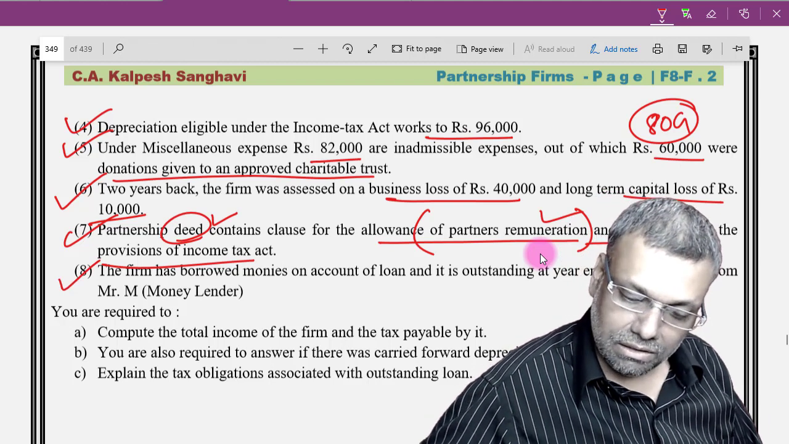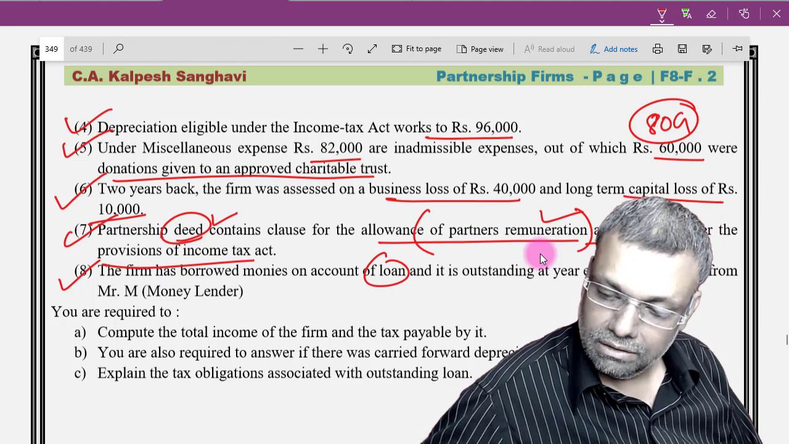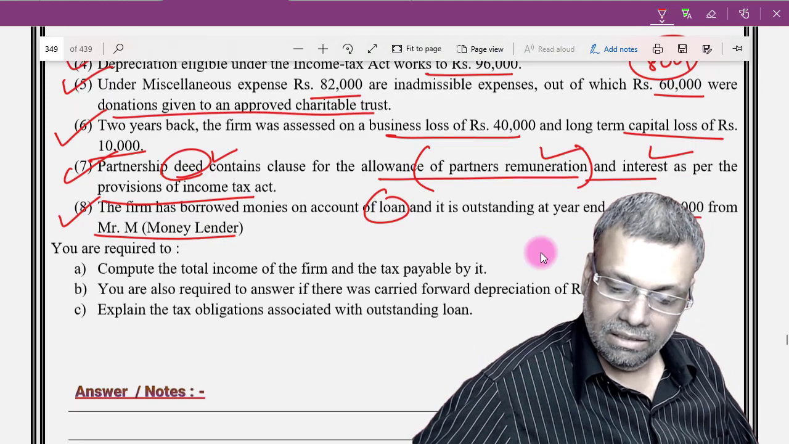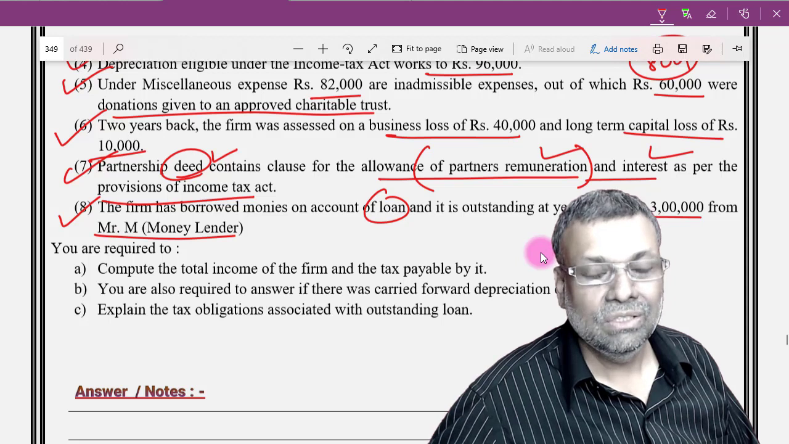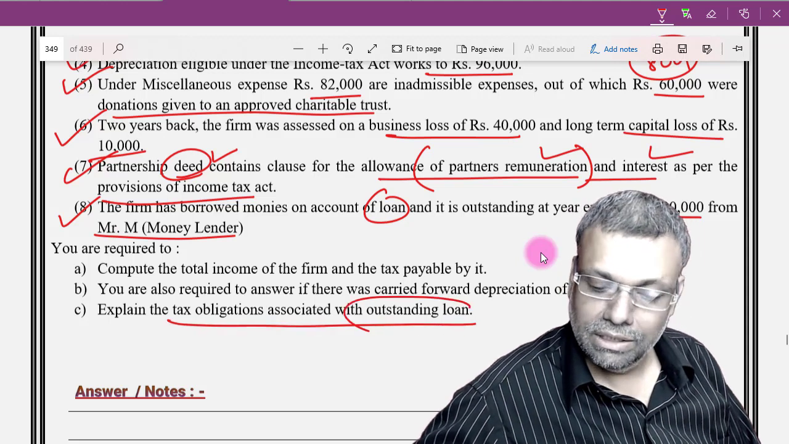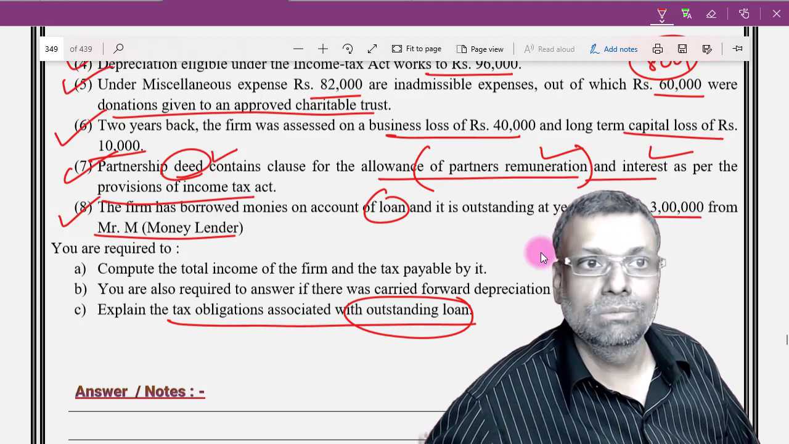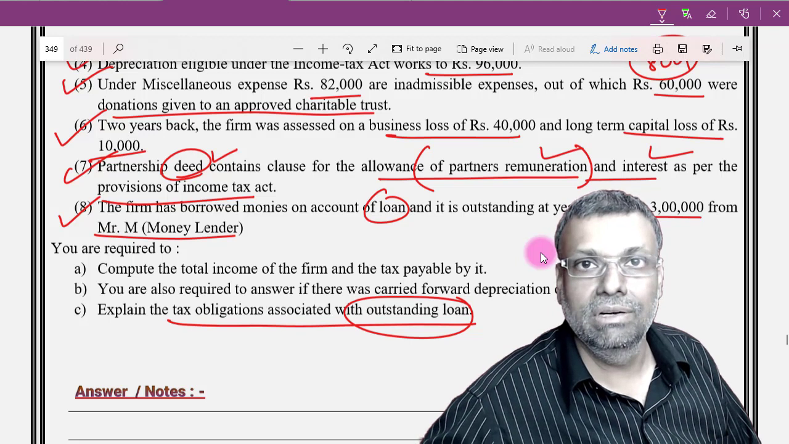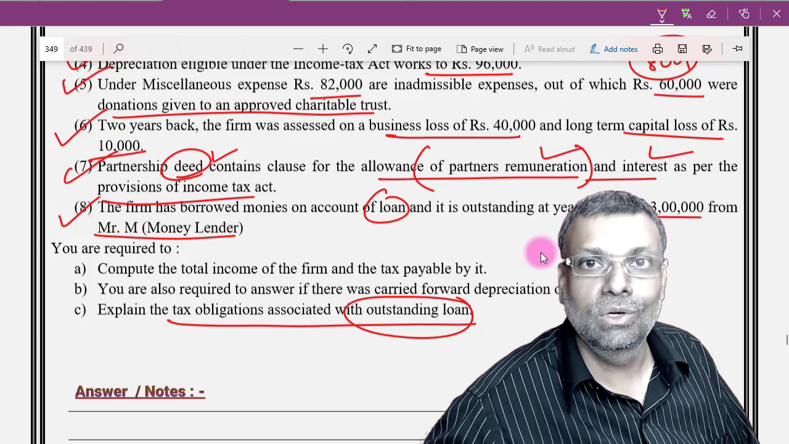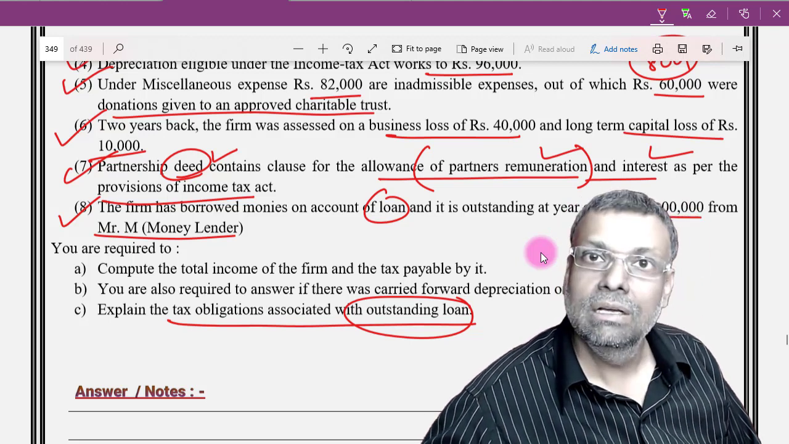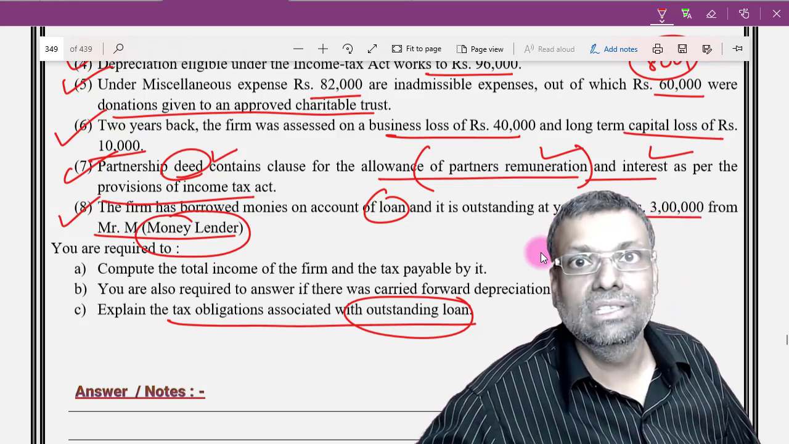Point number 8. The firm has borrowed monies on account of loan and its outstanding at the year end is 3 lakhs from Mr. M, a money lender. One of the points is this is a loan transaction and it is from the money lender, so that's okay. Explain the tax obligation associated with outstanding loan. Whenever there is an outstanding loan, section 68, 69 provisions come into the picture: it should not be bogus, there should be documentary evidence, the creditor from whom you have taken the loan, its creditworthiness, it should be a genuine transaction, and all the situations will be explained here. And what is a money lender? It is a genuine loan. This is what it is indicating.